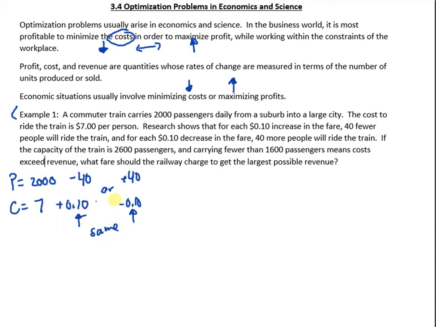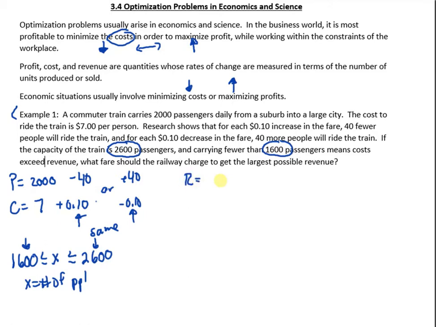Now, the capacity of the train is 2,600, and carrying fewer than 1,600 passengers means that the cost exceeds the revenue, so they can't go lower than 1,600 passengers. So we're looking for the domain. Let's call x the number of passengers. We're looking at the domain of 1,600 to 2,600, which is the fewest versus the capacity. What fare should the railway charge to get the largest possible revenue?